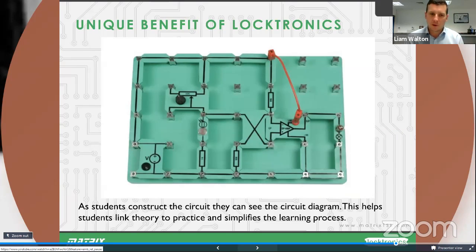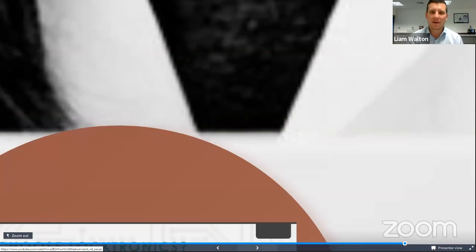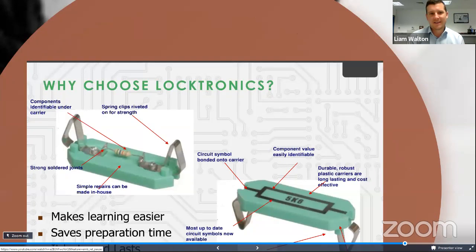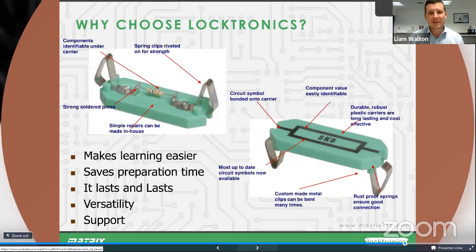The great benefit of Locktronics is that as students construct a circuit, they see the circuit diagram in front of them. Therefore, they easily link theory to practice and are able to simplify the learning process. So Locktronics, in short, makes learning easier. It saves preparation time. It lasts.